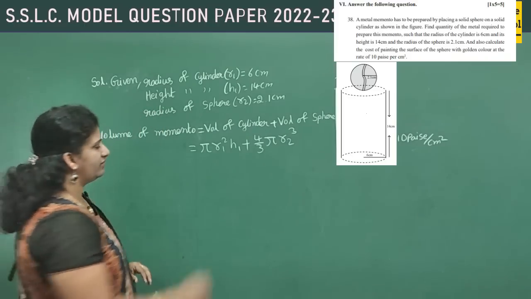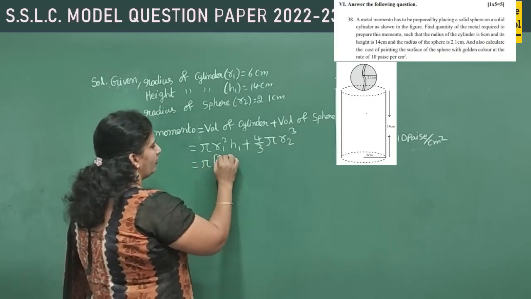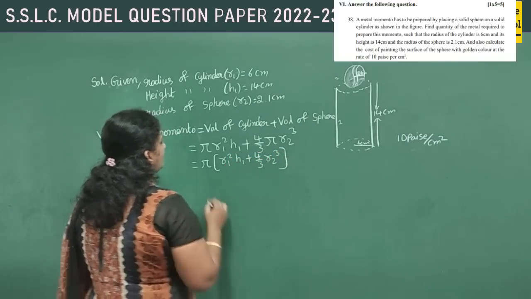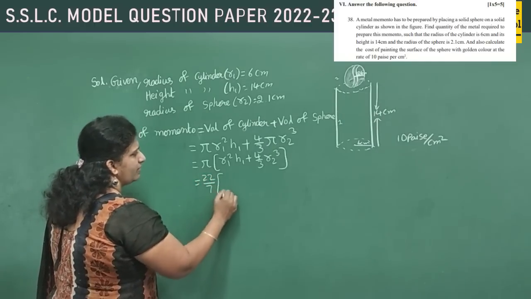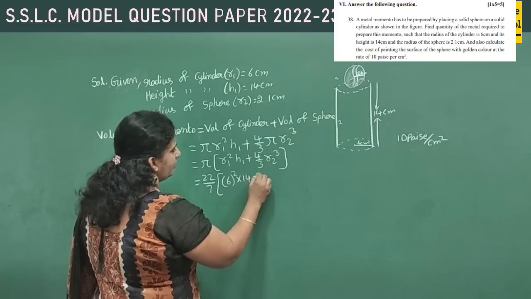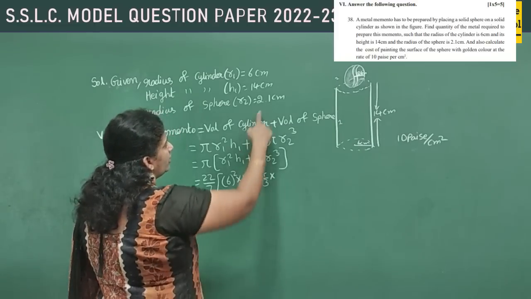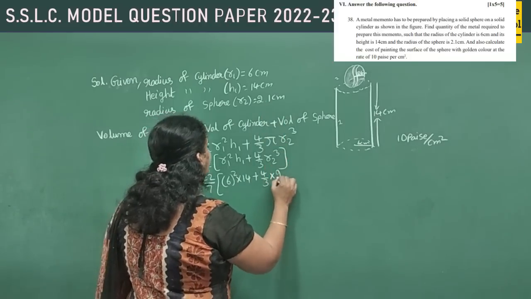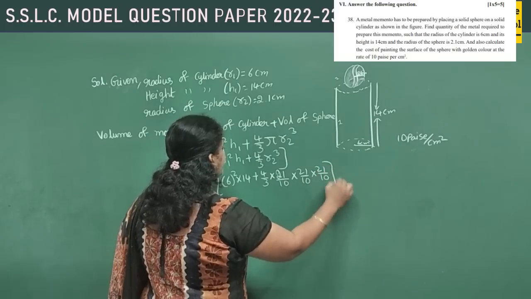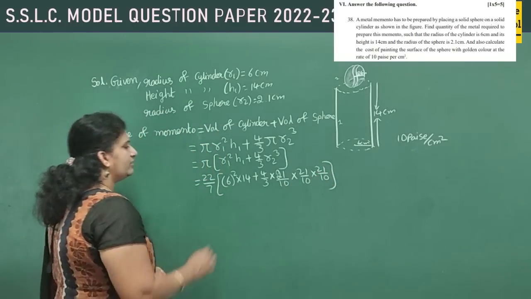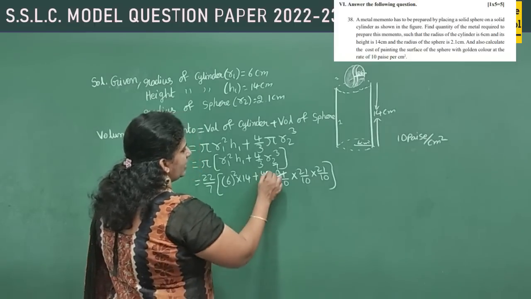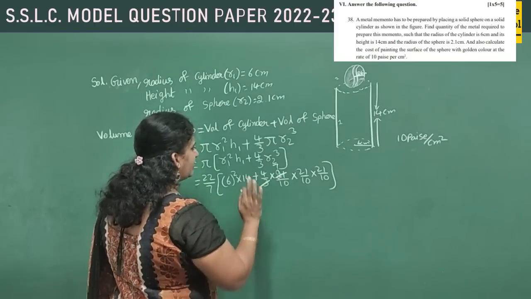Is there anything common? Yes, pi is common. Take out common: r1 square h1 plus 4 by 3 r2 cube. Pi value is 22 by 7. r1 is 6, whole square, h1 into 14, plus 4 by 3 into r2, 2.1. So let me write 21 by 10 into 21 by 10 into 21 by 10. 2.1 we can write as 21 by 10. So now is there any cancellation? 3 sevens and here you can go with cancellation, but as it is, keep as it is.